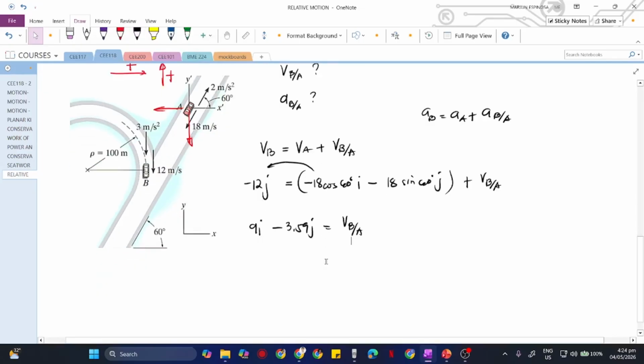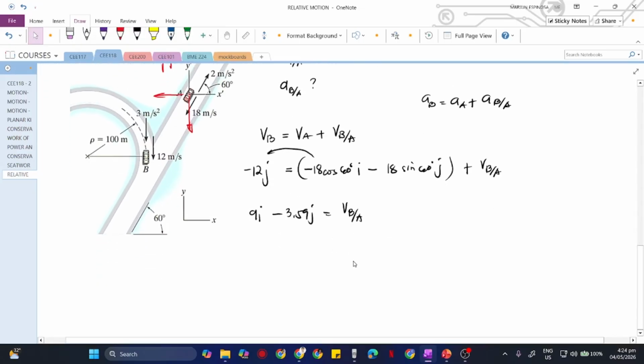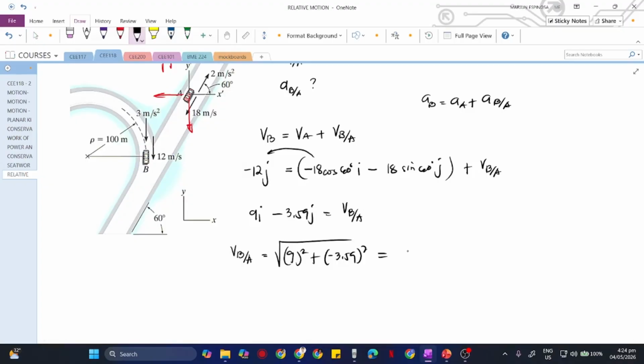So, that is equivalent to VB over A. This is called the relative velocity of B with respect to A. So, we get the magnitude: that is the square root of 9 squared plus negative 3.59 squared. Kindly give me the value, class. Square root of, this is 9.69 meters per second. That is the relative velocity of B with respect to A.